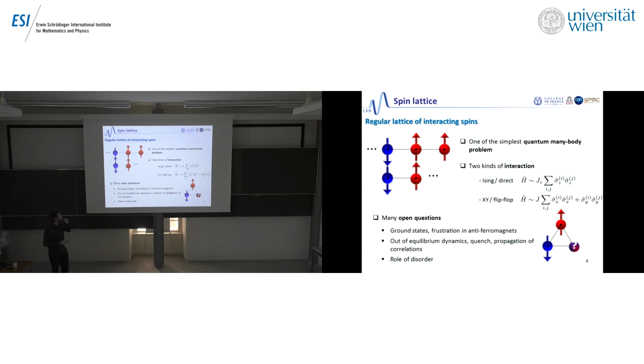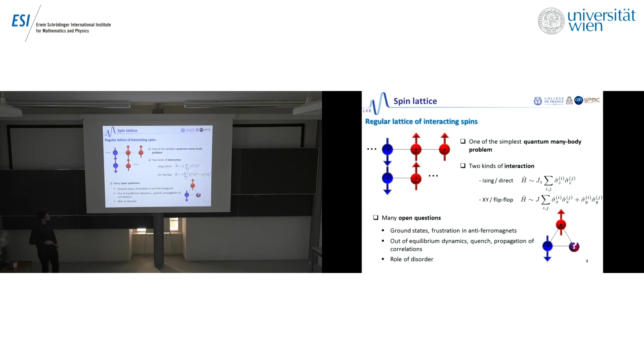Okay, so what's the goal of this quantum simulation business? Well, what we want to do is reproduce the properties of a regular lattice of interacting spins. So this is one of the simplest quantum many-body problems you can think of. And in our simulations, we will need two basic ingredients. First, interactions between our qubits with a direct Ising term, which is parameterized by this coefficient Jz. And then another type of interaction, which is a flip-flop or exchange interaction, which is parameterized by this coefficient J here. And if you take these two ingredients, already you have many open questions in condensed matter physics.